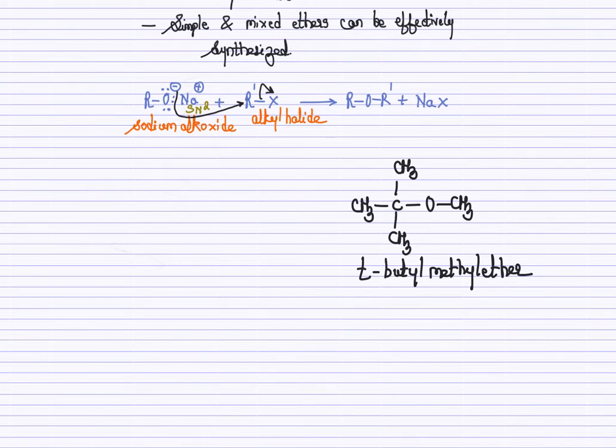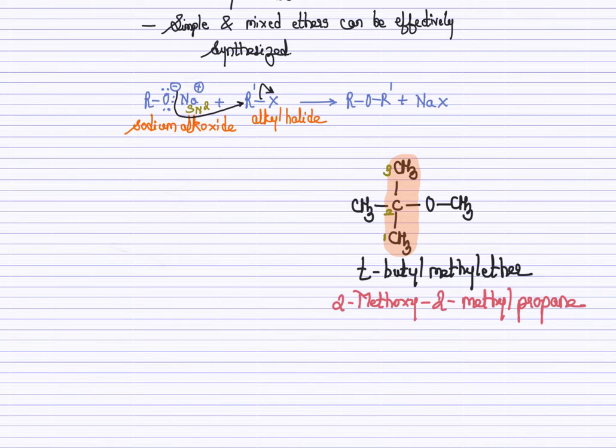And the IUPAC name would be 2-methoxy-2-methylpropane, because your parent skeleton here would be something like this. This is your parent skeleton, and you have to number the parent skeleton in such a way that your substituents get minimum numbers. So this is your target ether.